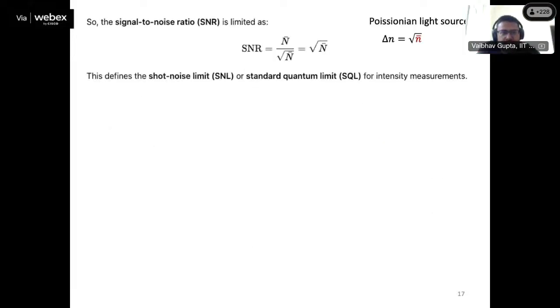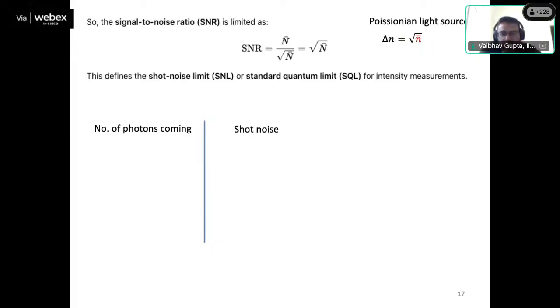If you see this shot noise, the signal to noise ratio: suppose n number of photons are coming, then the fluctuation will be root n, the square root of the average number of photons. So the total signal to noise ratio will be root n. And this will be the case for Poissonian light sources, which have this much signal to noise ratio. It comes due to the photon statistics, and all the classical detectors have this limit, and this is called the standard quantum limit.